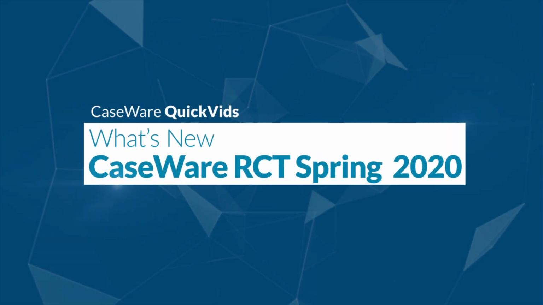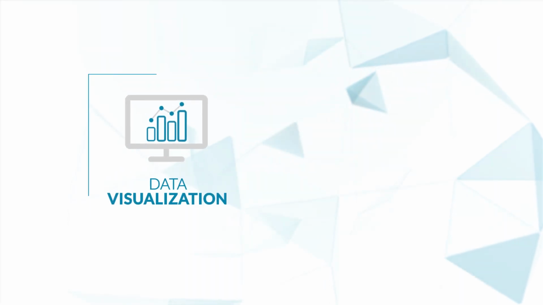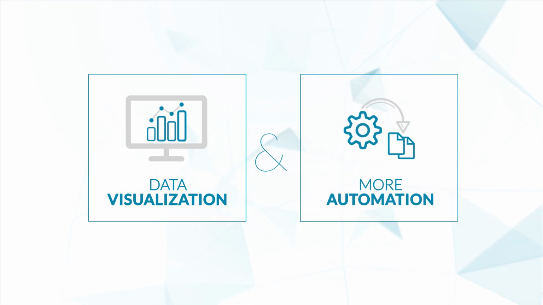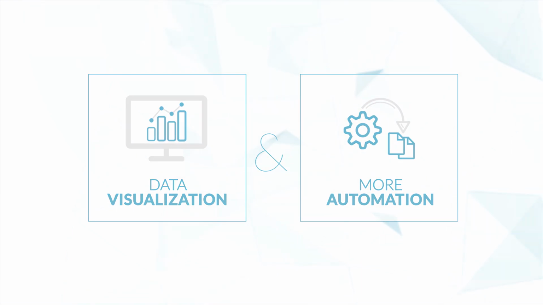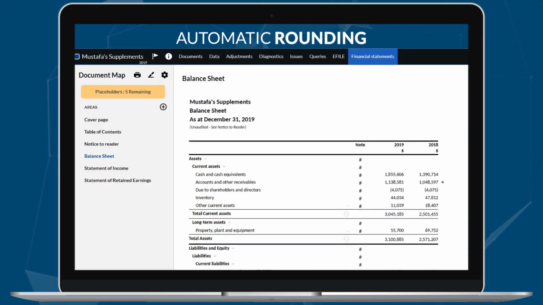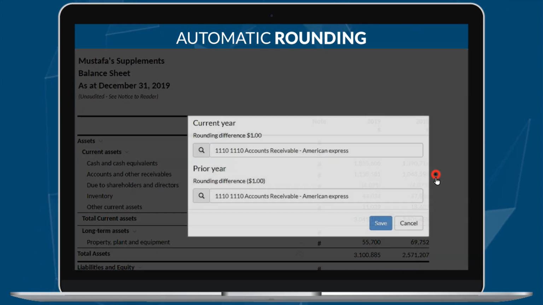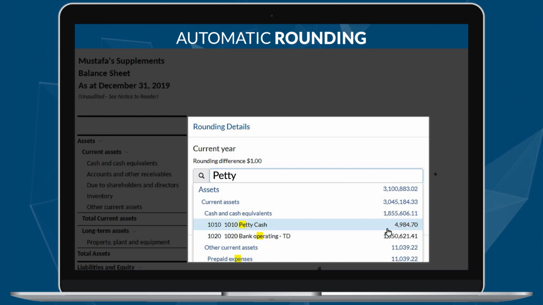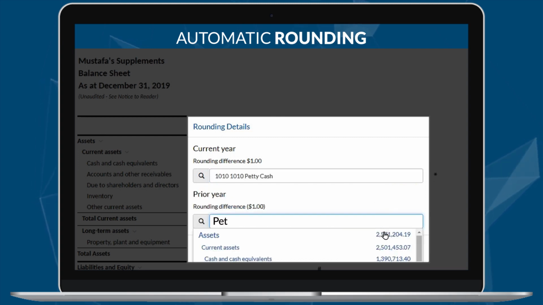Caseware RCT Spring 2020 release brings you data visualization and more automation to financial statements. Featuring automatic rounding in financial statements, so you can easily locate the account where rounding has been applied and change it if you need to.